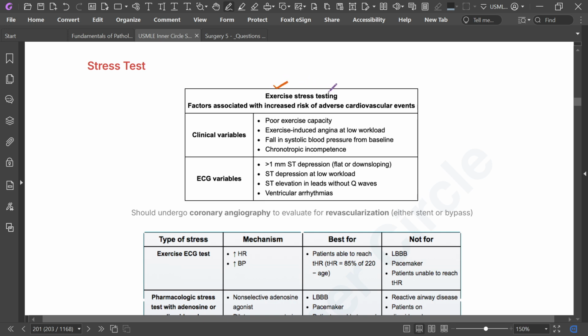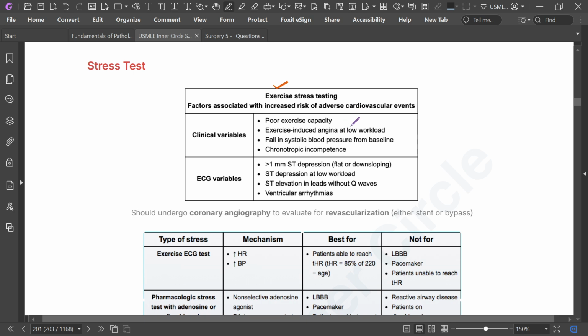In exercise stress testing, there are some factors associated with increased risk of cardiovascular events. What are the clinical variables? Poor exercise capacity, exercise-induced angina at low workload, fall in systolic blood pressure from baseline, and chronotropic incompetence. So these are the clinical variables that can happen when you are doing exercise stress testing.